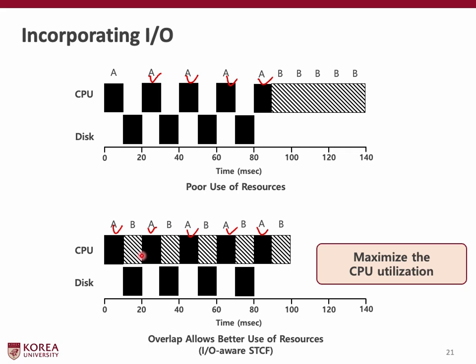As a result, the CPU stays busy almost the entire time, maximizing resource utilization. So, by treating short units of CPU work as separate jobs, the I/O-aware STCF scheduler can make better scheduling decisions in this scenario.